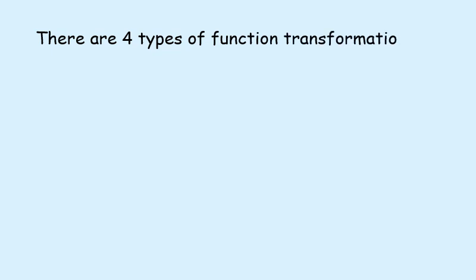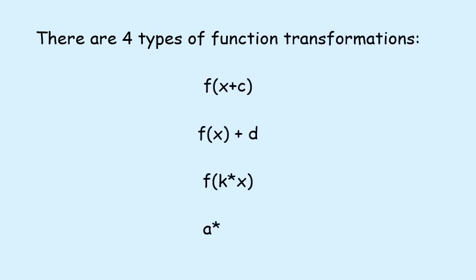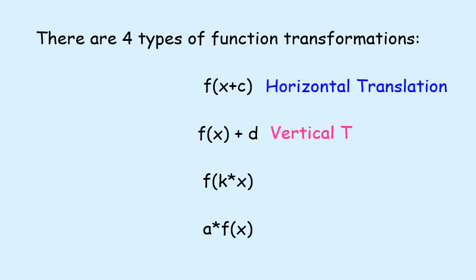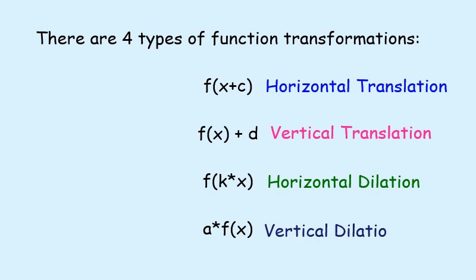So there are four types of function transformations. There's f of x plus c, f of x plus d, f of k times x, and a times f of x. The first one is horizontal translation, second is vertical translation, third is horizontal dilation, and the fourth is vertical dilation.